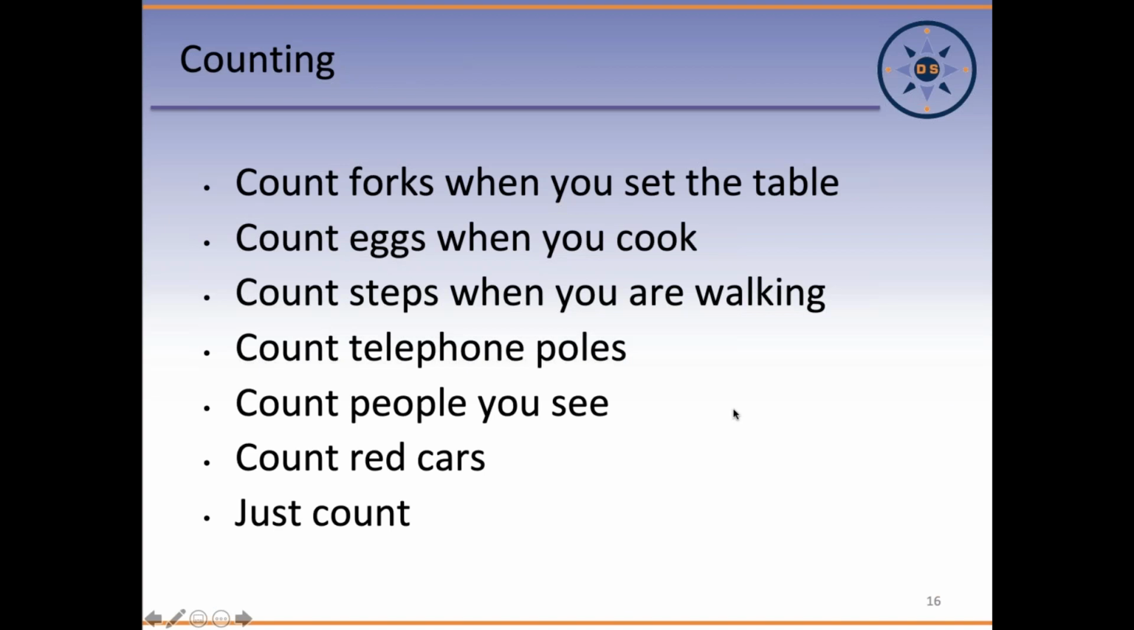But for the little ones, just count all the time. Count the forks. We have 7 people for dinner. Please get 7 forks. Count eggs. Count steps. Count the telephone poles as you're walking by. Count the people you see. Count the cars. Just count a lot out loud with your child.